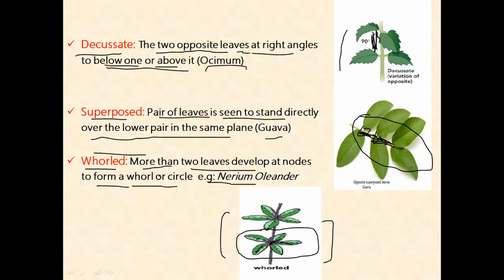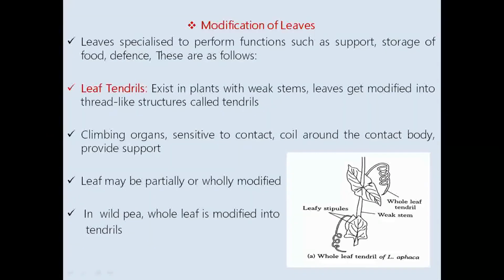So these are all about different types of leaf arrangement present in plants. Next, we will study about modifications of leaves. Leaves are specialized parts of the plant and can perform different functions such as support, storage, food, defense. So they are modified into different structures. These modifications are as follows.